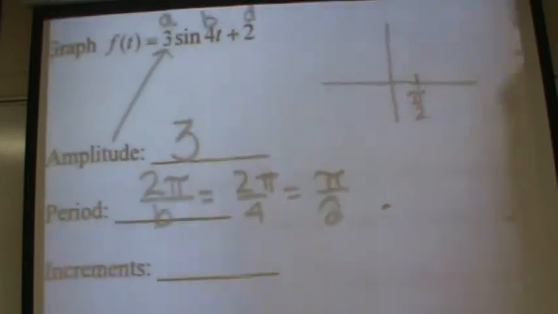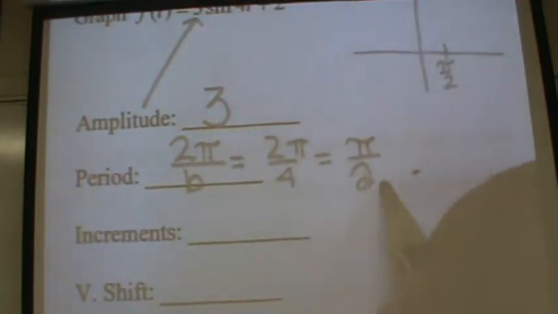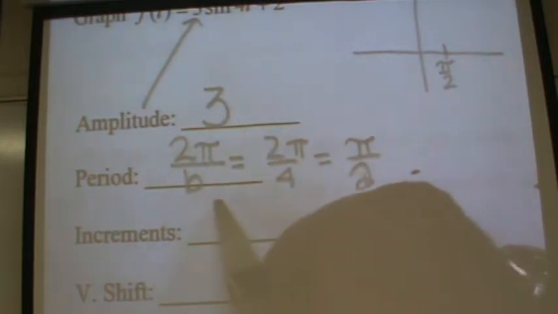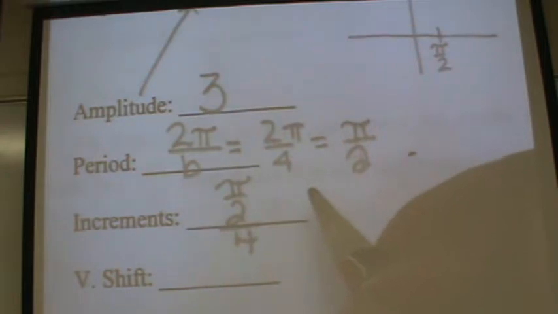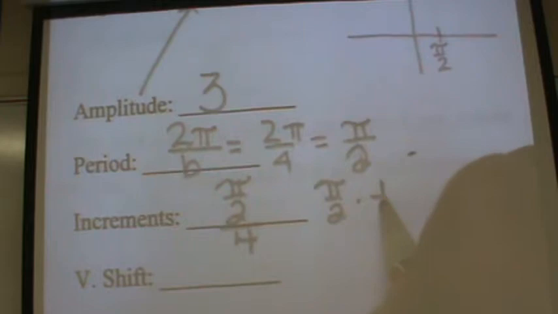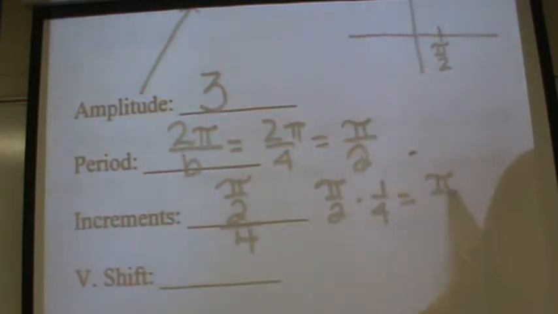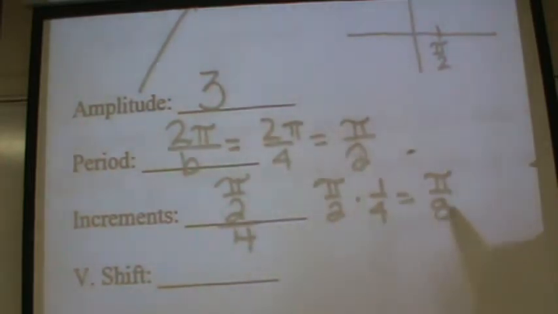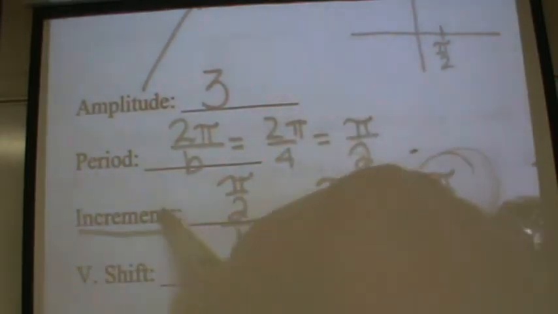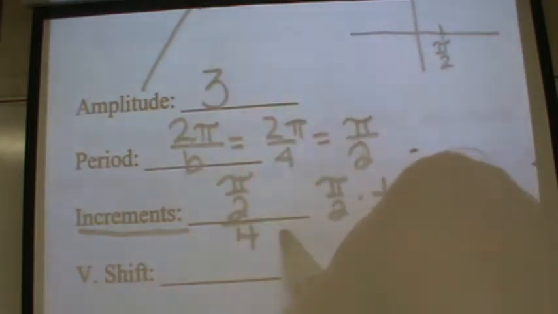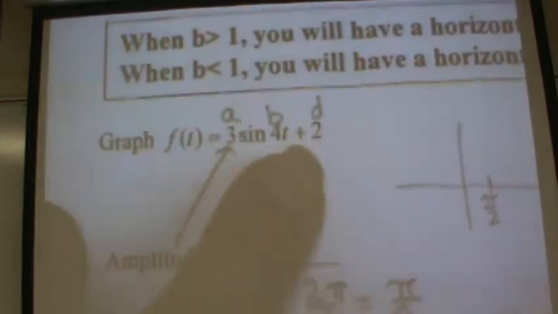Okay? So now, how are you going to cut this into 4 parts? How are you gonna take pi over 2 and divide it by 4? Does anybody like to divide fractions? I don't. No. I do pi over 2 multiplied by 1/4, which is pi over 8. So you're gonna count by pi over 8. The increments is what you're gonna count by. You take your period and you divide it by 4. And by the way, this has a vertical shift of 2 up.